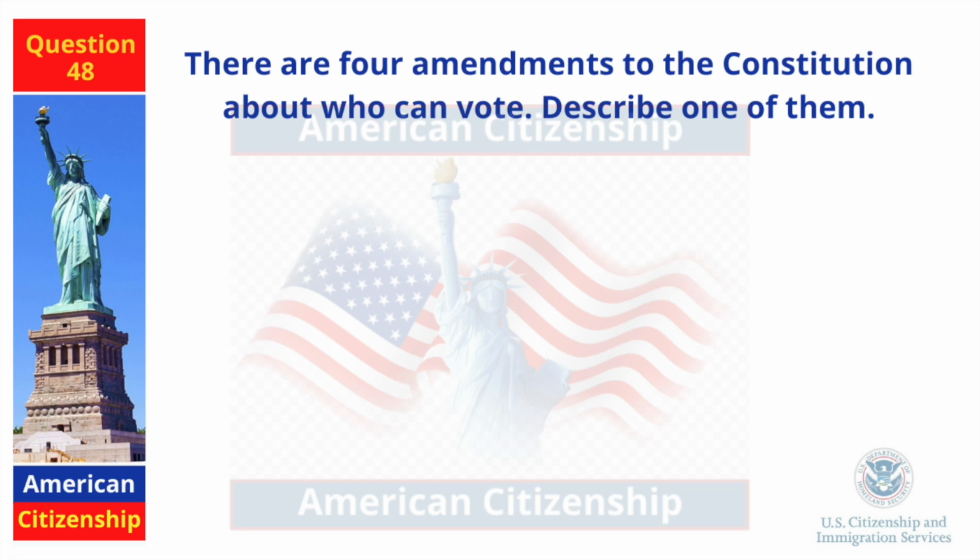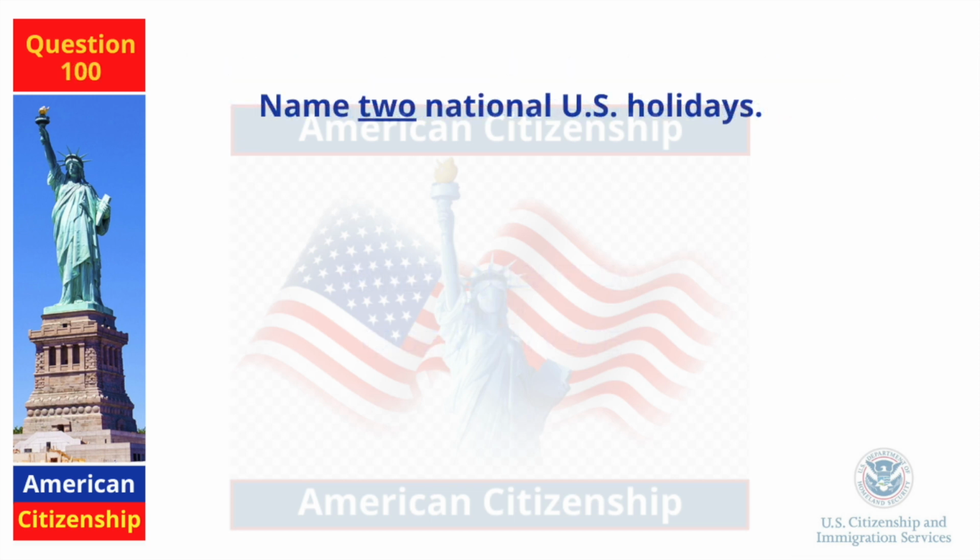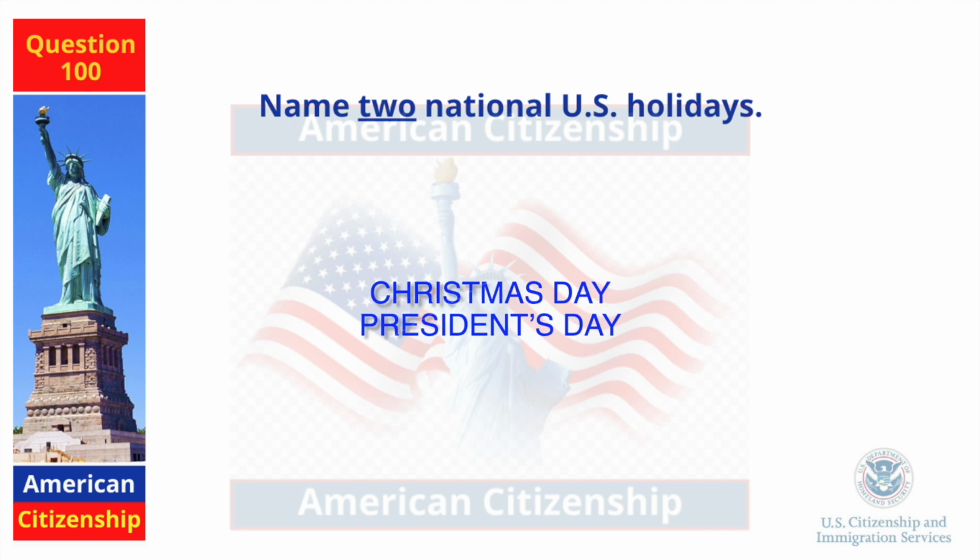There are 4 amendments to the Constitution about who can vote. Describe one of them. Citizens 18 and older can vote. Name 2 national US holidays. Christmas Day, President's Day.